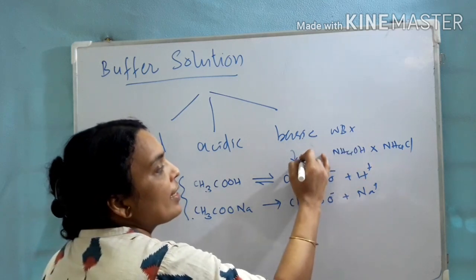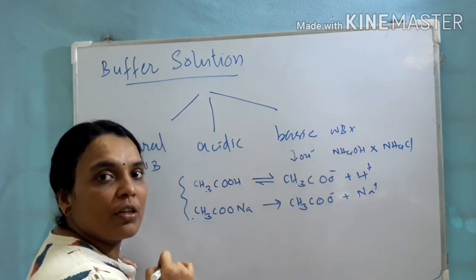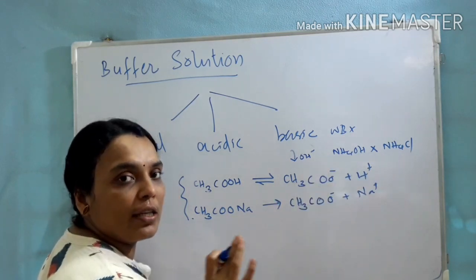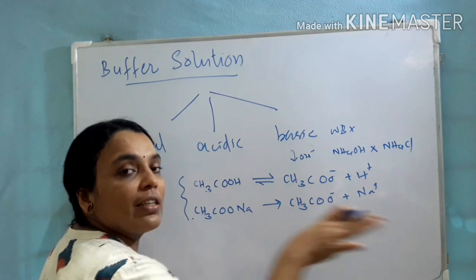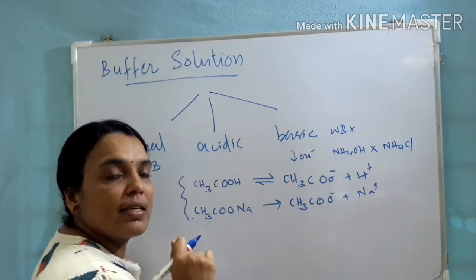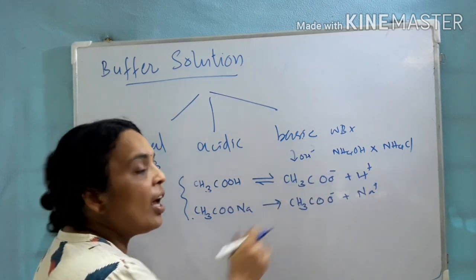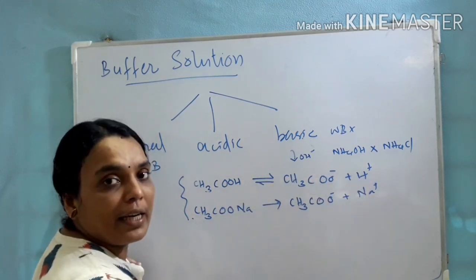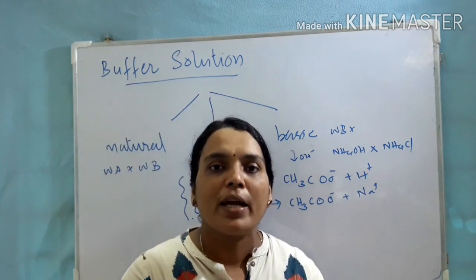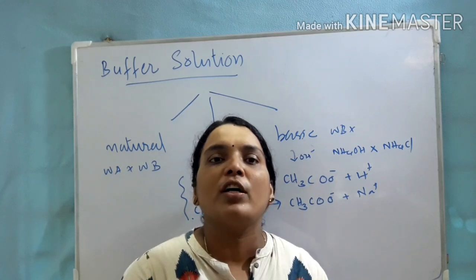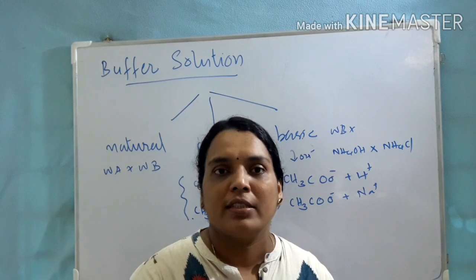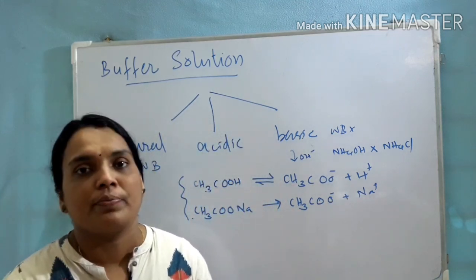Similarly, suppose we are adding some OH minus ion into the solution, what will happen? This OH minus combines with H plus ion and forms water. So the H plus ion concentration in solution decreases. The system will move in the forward direction and the equilibrium is again maintained. That is why if you are adding a small amount of acid or base into this, the pH of the solution remains constant. There is no change in pH. That is the importance of buffer solution.